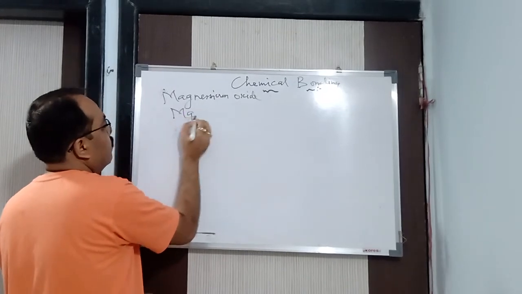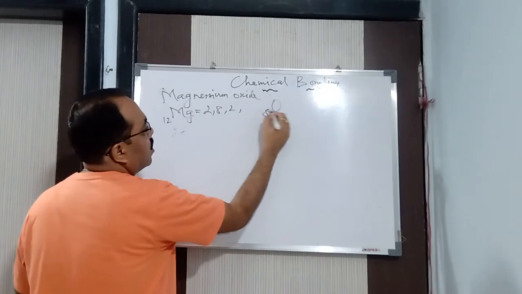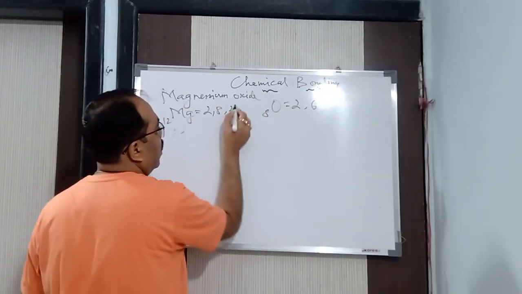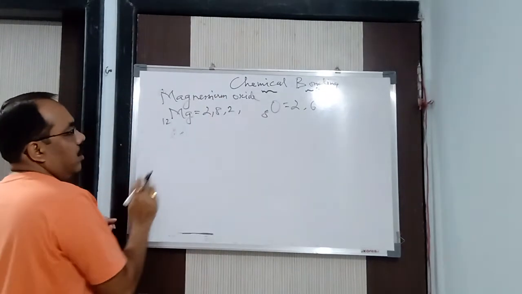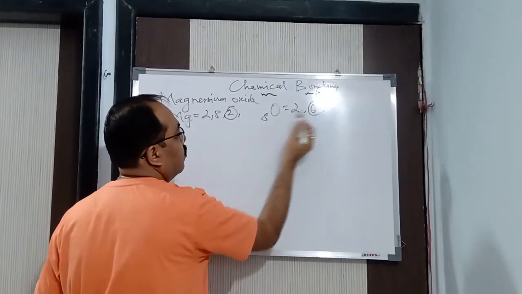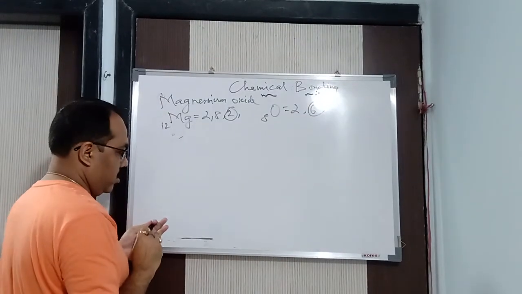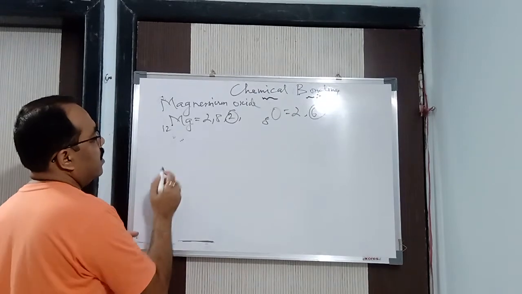Magnesium has atomic number 12, so it is 2, 8, 2. Oxygen is 8, so it is 2, 6. Here you can see magnesium is going to lose 2 electrons, and oxygen is going to gain 2 electrons. Magnesium has an excess of 2 electrons to attain the octet structure. Oxygen has a deficiency of 2 electrons to attain the octet structure. So next, what we are going to see, as I said, is the structural diagram.